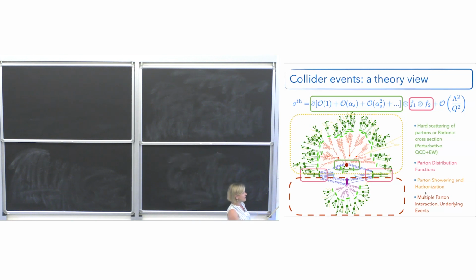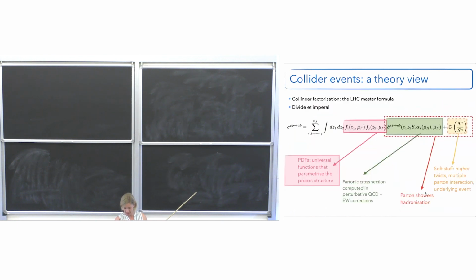We've got the parton distributions, which are these pink bubbles that describe the proton in terms of partons. And then we've got all the parton showering and hadronization effects. And then we've got even more complicated things like multiple parton interaction, underlying event, and so on, okay? But the idea is really, in a sense, divide et impera, like the Romans did.